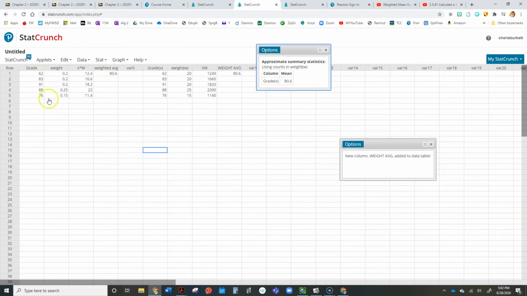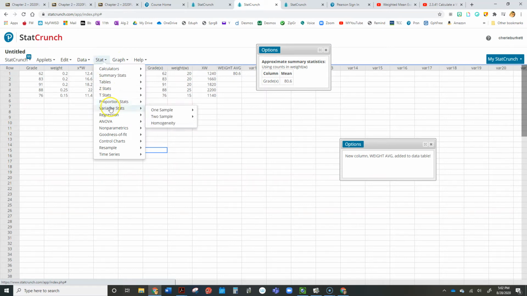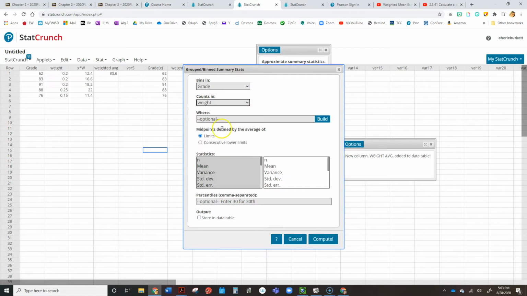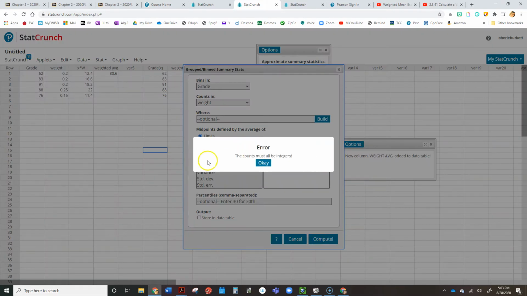But when you try to do that same thing with decimals, you go to Stats, Summary Stats, and Grouped Bin Data. Now if we try to use the grade and this weight, the weight when I use decimals, and I tell it to find the mean and I compute it, it says, nope, can't do it. Because remember, they're calling that weight a count. And it's not going to let you count in decimals, because if it's literally a count, you only count things as 1, 2, 3, 4, 5, not 0.1, 0.2, 0.3. So they're not going to let you do that.